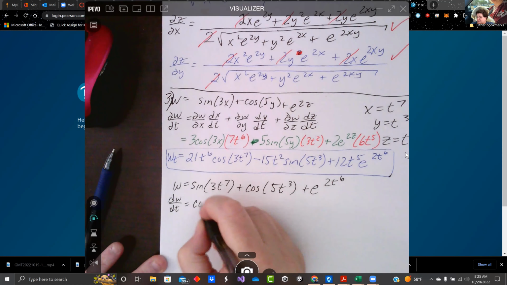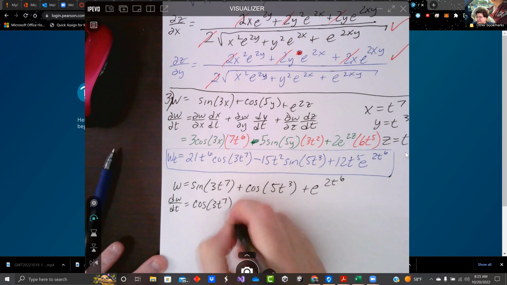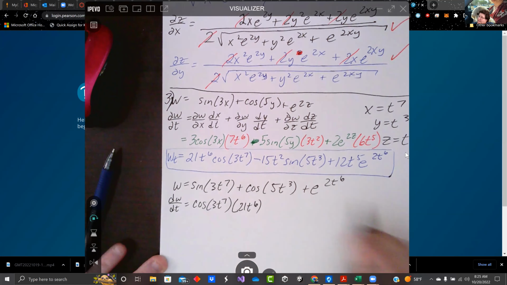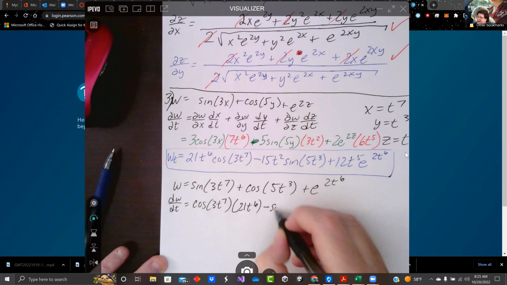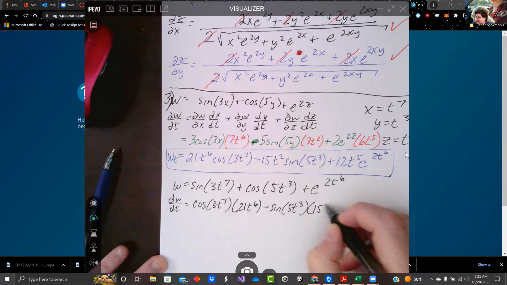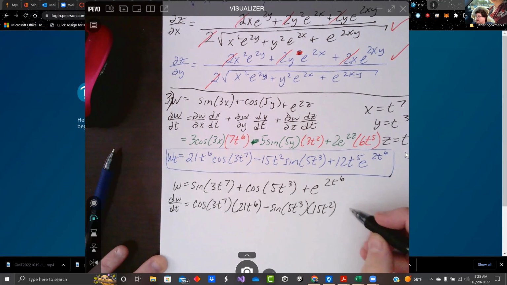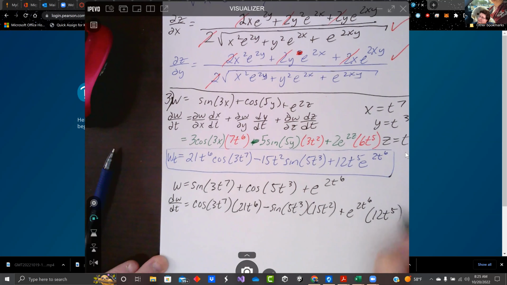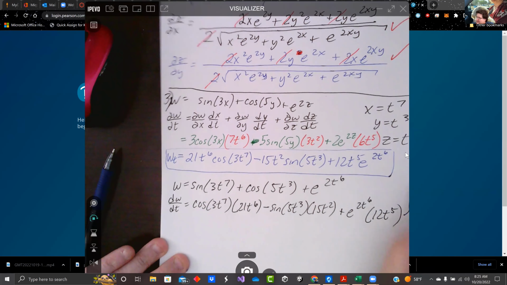we've got cosine of 3t to the 7th times the derivative of the inside, which is 21t to the 6th, minus sine of 5t cubed times the derivative of the inside, which is 15t squared. You should get the same answer. And then we got e to the 2t to the 6th times the derivative of the exponent, which is 12t to the 5th. And other than changing the way these things are written, these things are identical.